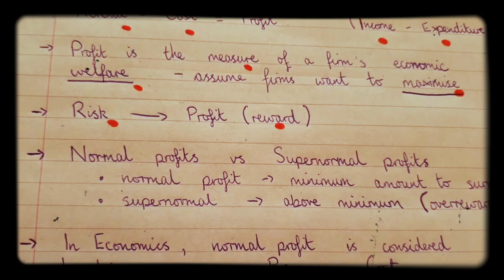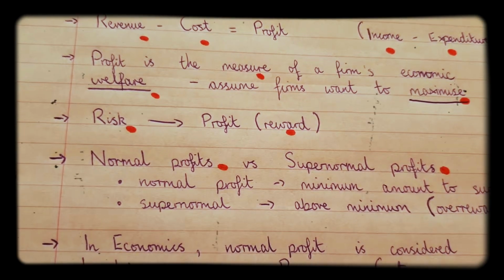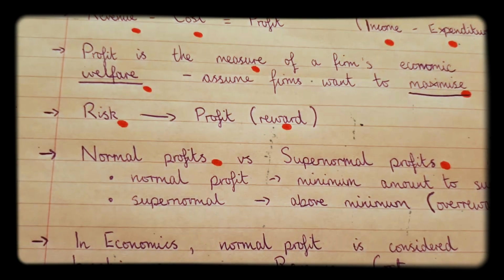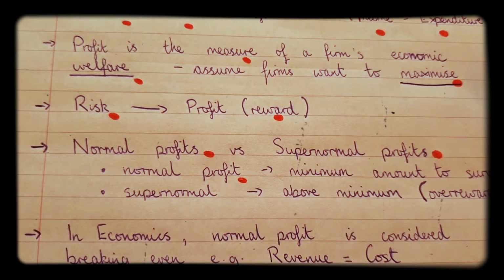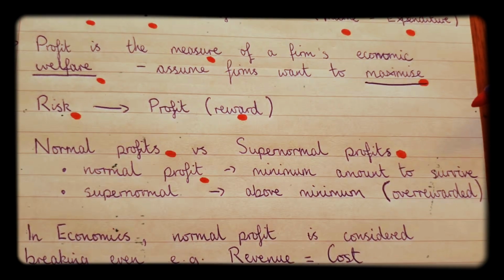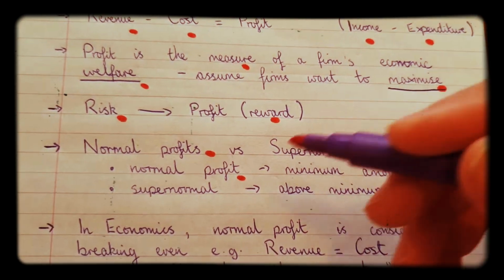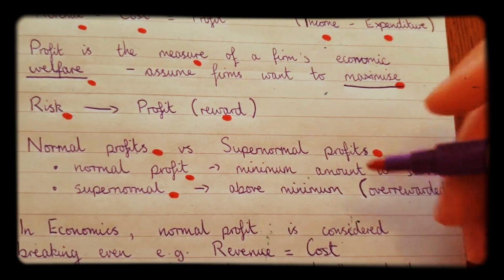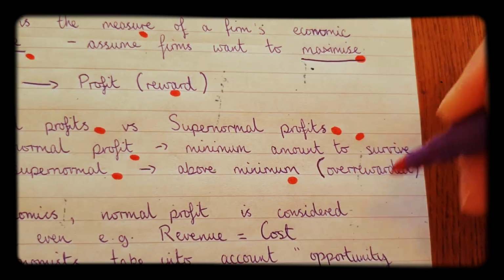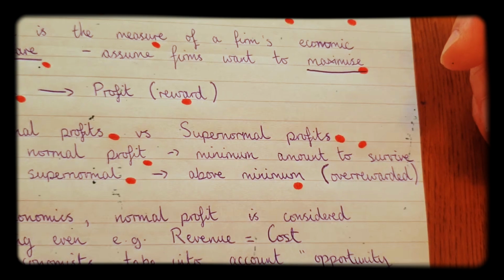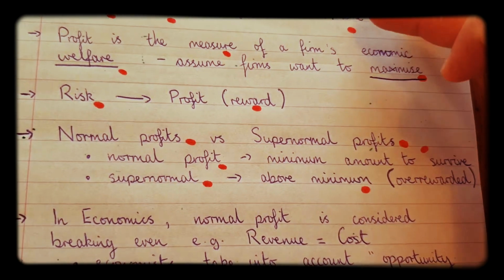Next thing is normal profits versus supernormal profits. What's the difference between these two things? Well, normal profit is the minimum amount of profit that a firm needs to survive, whereas supernormal profit is above minimum. Essentially, the firm is being over-rewarded for the factors of production that they're using in the production process.